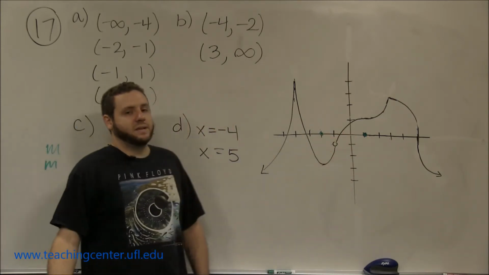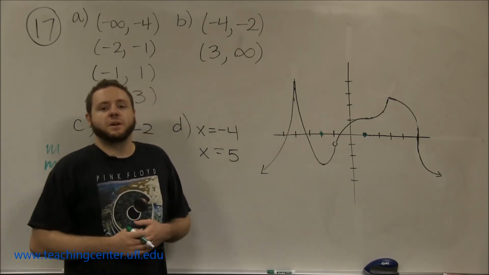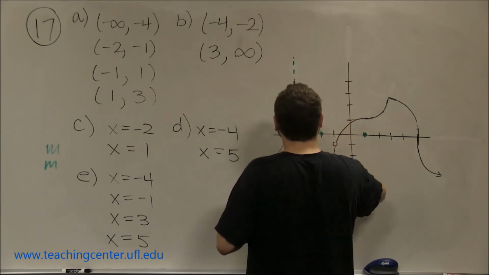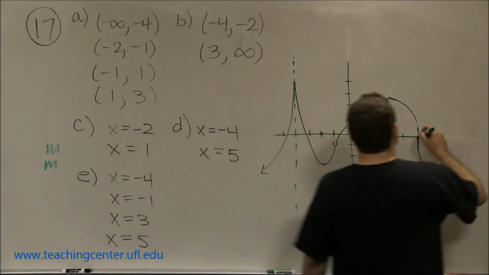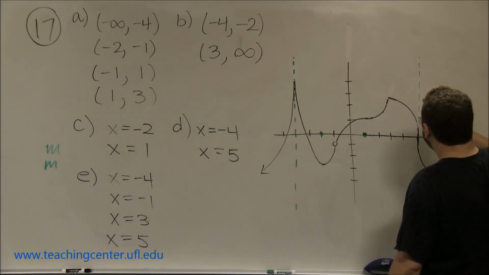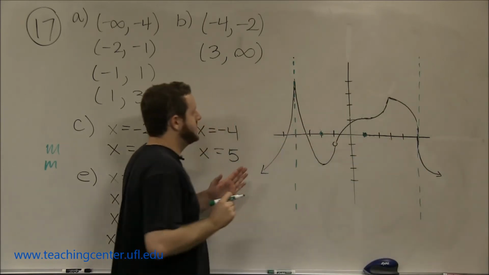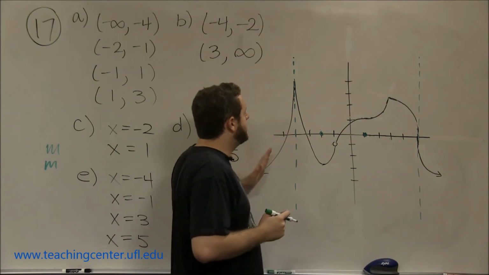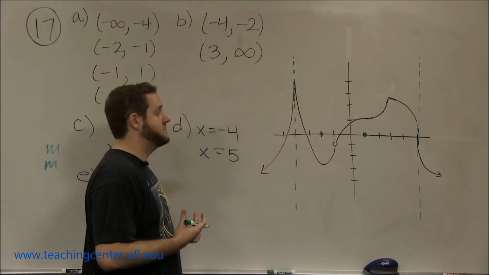Anytime we had a vertical tangent line, that means our derivative is undefined. That means our derivative is going to have a vertical asymptote. So at x equals negative 4, our derivative has a vertical asymptote. And at x equals 5, our derivative has a vertical asymptote. Because as we approach from either side, our slope is going to infinity or negative infinity depending on the side. So that's going to be a vertical asymptote in the derivative.